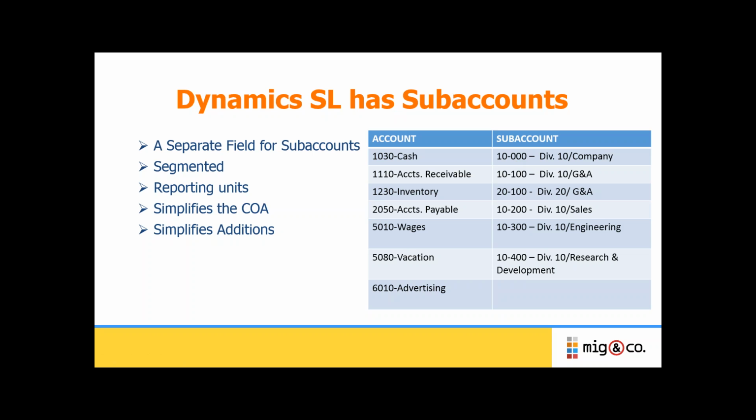Wages, vacation, and advertising have a little more granularity. When I look at my division, Division 10 versus 20, I can book my wages to Division 10 G&A, Division 10 sales, Division 10 engineering, or the research and development department based on that second segment. It's kind of nice to see that we can keep the chart of accounts very simple, yet use our sub-accounts for the granularity that we need for our reporting requirements.